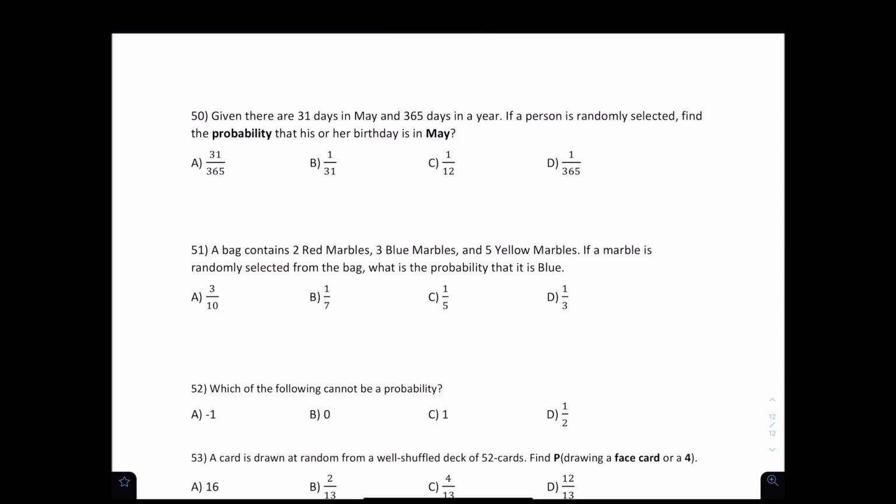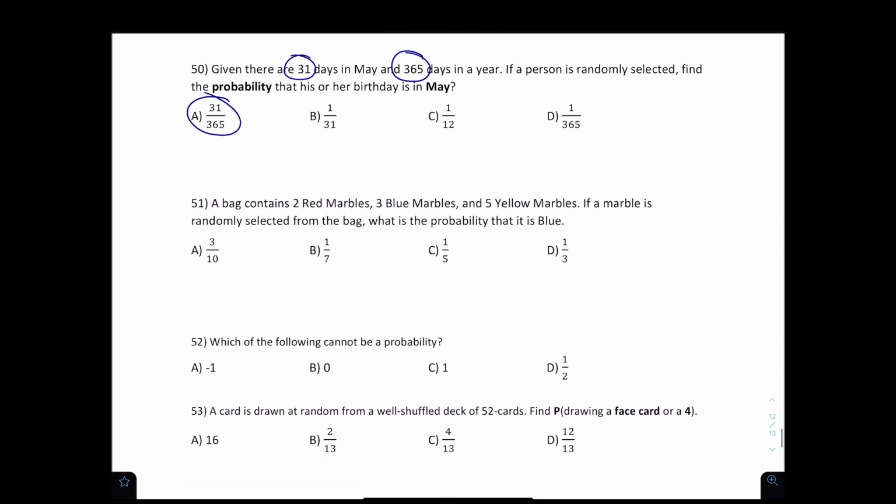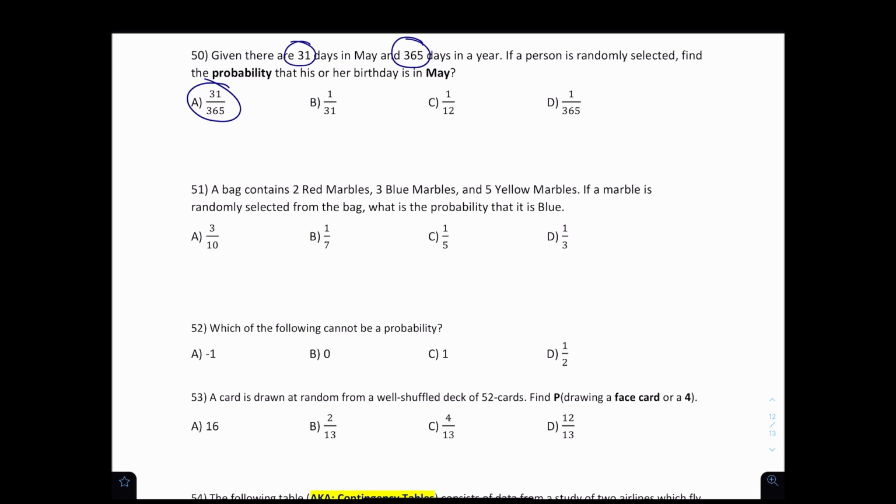Given the 31 days in May and 365 days in a year, if a person is randomly selected, find the probability his or her birthday is in May. So that's just giving the piece divided by the whole. So it's 31 divided by 365. A bag consists of 2 red marbles, 3 blue marbles, and 5 yellow marbles. If a marble is randomly selected, what is the probability that it is blue? Well, the probability of blue is the blue marbles, which is 3, divided by the total number of marbles, which is 5 plus 3, 8 plus 2, 10. So the answer is 3 out of 10.